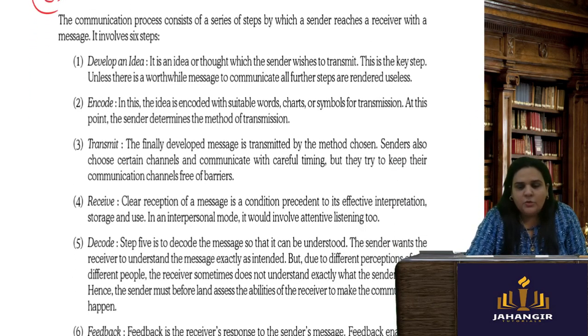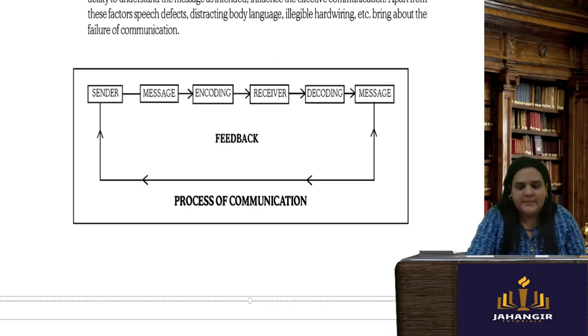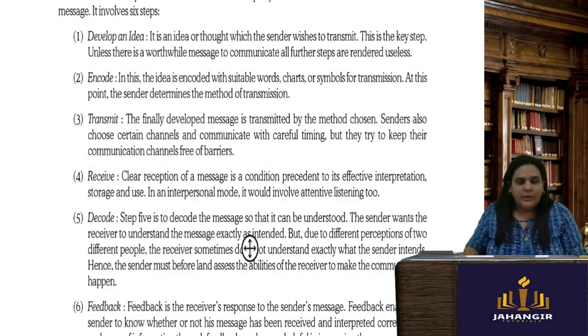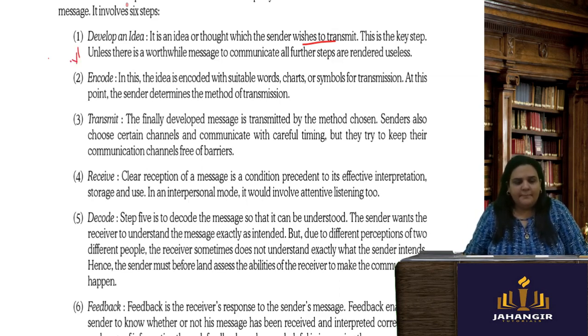So what is the process? I will take you all to this diagram directly. First, there is a sender. We will come to the diagram also, but we have to read this also. So first I develop an idea. Whatever I wish to communicate, I will develop that idea, through which the sender wishes to transmit. Say I am using an email for communication, so I'll develop an idea of what I want to communicate. This will be the key step. I know that I'll be communicating this work to this person over email or WhatsApp, etc. Then after development of an idea, you encode that idea with suitable words, charts, symbols, information, etc., which I would like to transmit.